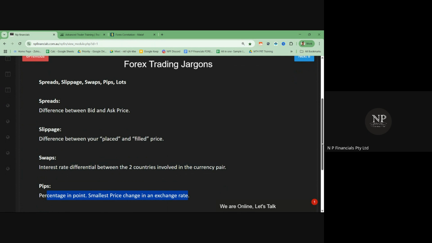So 0.0001, that's one pip for the dollar, and for the Japanese yen it is 0.01. Okay, good. This is called the pip.